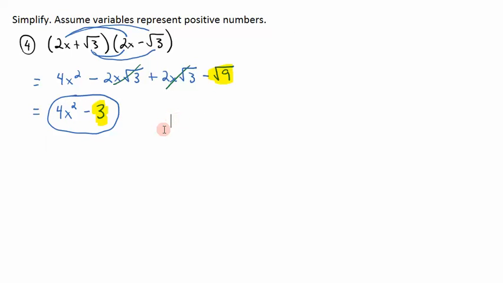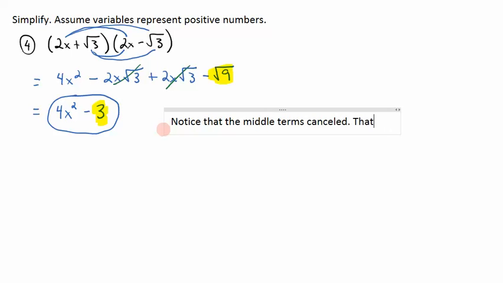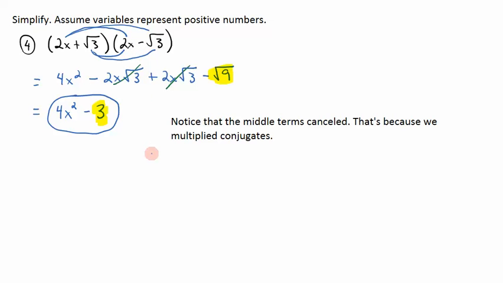Now, notice that the middle terms canceled. That's because we multiplied what are called conjugates. 2x plus square root of 3 and 2x minus square root of 3 are conjugates. They're the same thing, they just have a sign that's different in the middle. And anytime you multiply conjugates, the middle terms cancel.